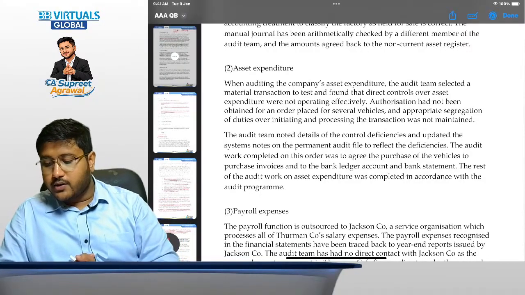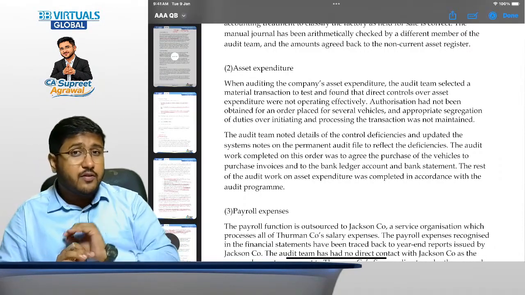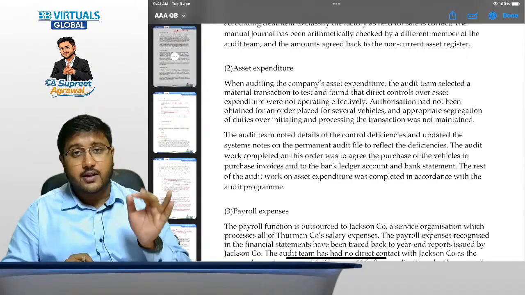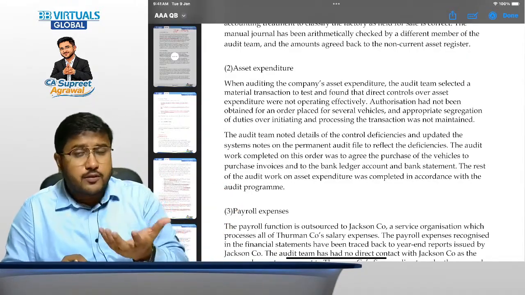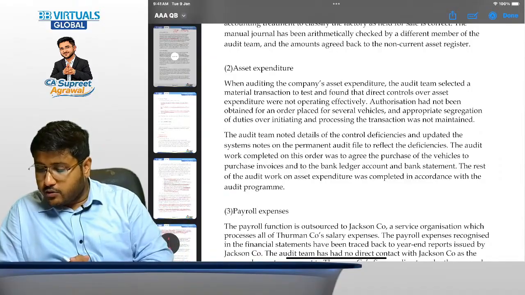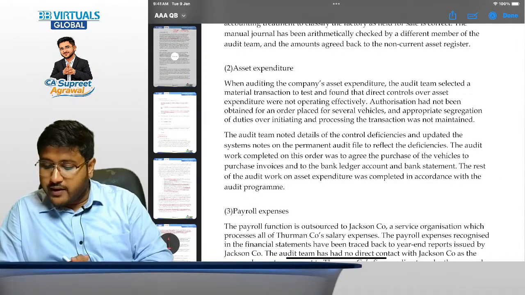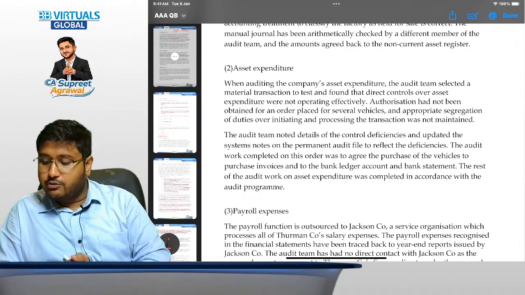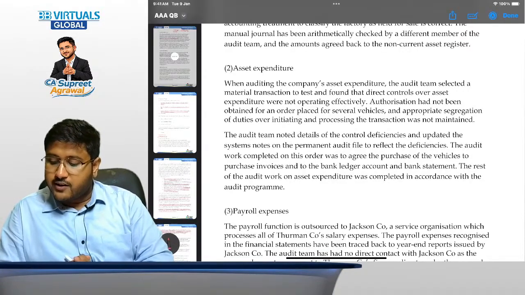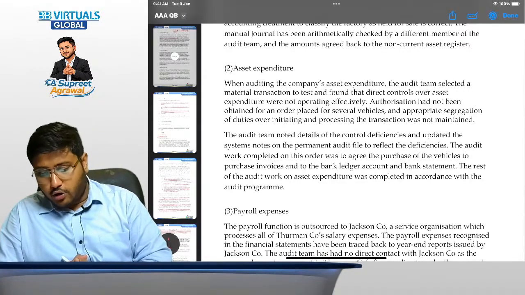Okay. The audit work completed on this order was to agree. See, whenever we read something here, it's not 100% correct. It is what has been done. Now you have to give your opinion for that. The audit work completed on this order was to agree the purchase of the vehicles to purchase invoices and to the bank ledger account and bank statement. The rest of the audit work on asset expenditure was completed in accordance with the audit program.